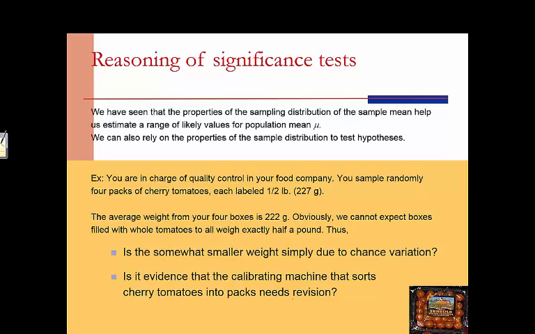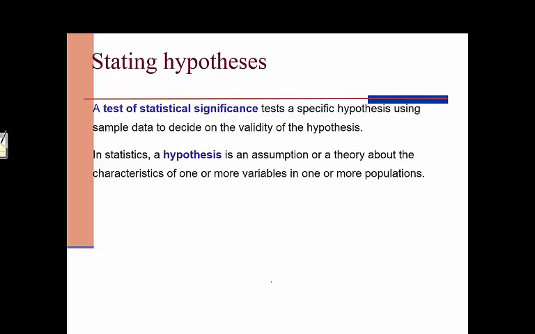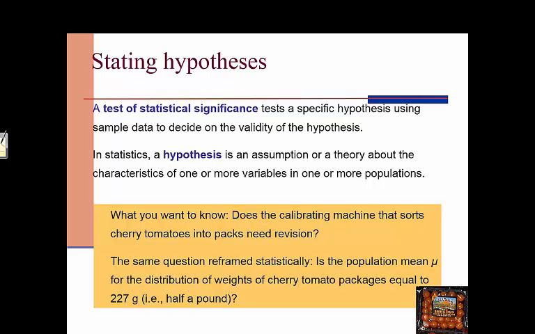That's a big question to ask. In fact, if you mislead customers, you can get sued, so you're trying to protect yourself and make sure that you're giving accurate information. That's why we need hypothesis tests. It's a statistical test of significance that depends on some probability, and you're deciding on the validity of a hypothesis. In statistics, a hypothesis is basically what you assume to be true. So in this example, you want to know if we need to calibrate the machine.